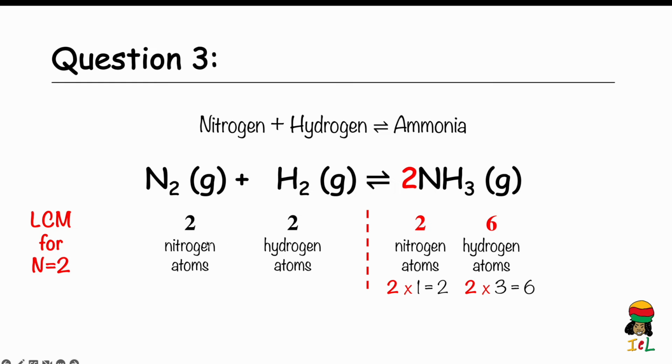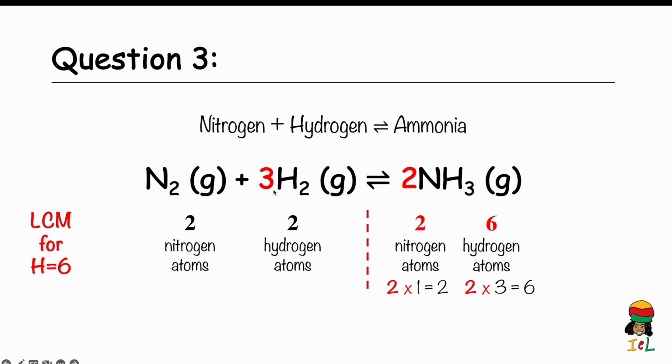There are 2 nitrogen atoms, but the number of hydrogen atoms are still unequal. So we have 2 hydrogen atoms on the reactant side and 6 hydrogen atoms on the product side. The LCM of 2 and 6 is 6. So the number of hydrogen atoms on the product side is already equal to the LCM. So we need to increase the number of hydrogen atoms on the reactant side from 2 to 6. And the multiplier that would do that is 3.